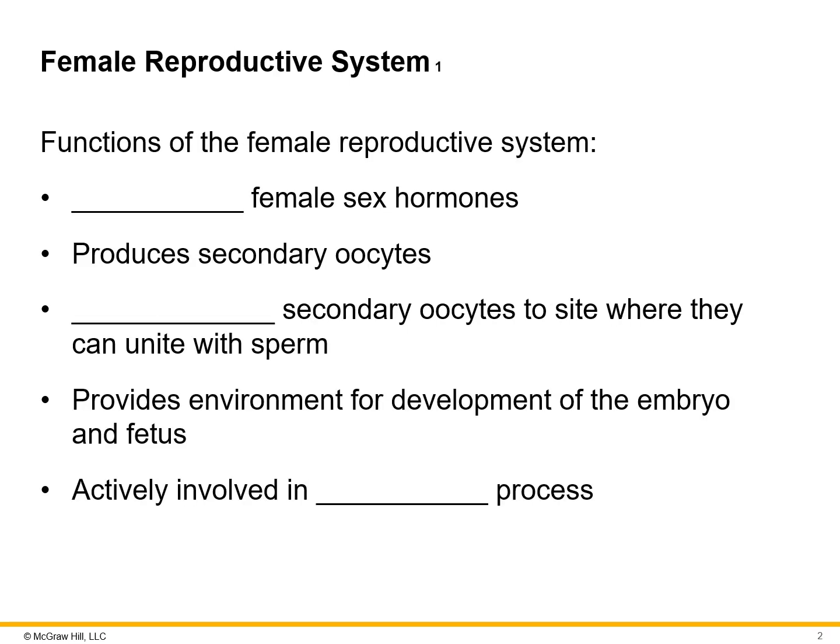So we're going to start off by talking about some of the functions of the female reproductive system. First, it is going to produce the female sex hormones. Also, this system is going to produce the secondary oocytes, which are just some of the very early stages of eggs. Also, the system is going to transport secondary oocytes to the site where they are going to unite with the sperm. That would be fertilization, which is the very first step in a pregnancy. Also, it provides the environment for development of the embryo and fetus, so it creates an environment that a baby can develop. And then also the system is going to be actively involved in the birthing process.